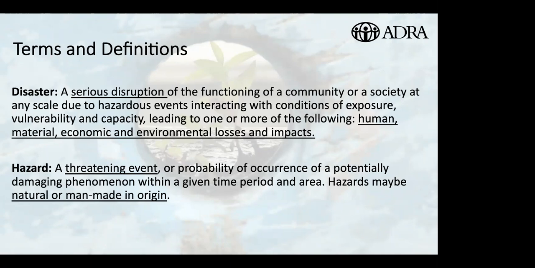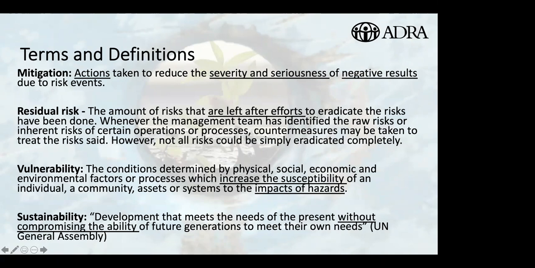Disaster is when a hazard actually exposes the community to a certain extent where it has a significant impact on human, material, economic, and environmental aspects. So a hazard in itself, we know, is not a disaster, but when there is exposure and vulnerability of the community to this hazard, then we end up with a disaster when there is a significant loss of life or material and economic loss. Mitigation is the actions taken to reduce the severity and seriousness of negative results.